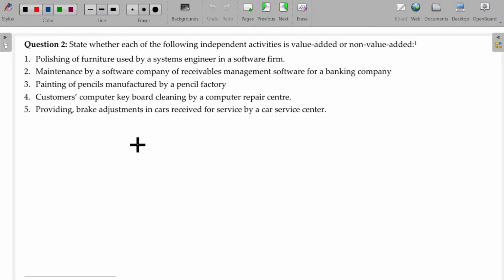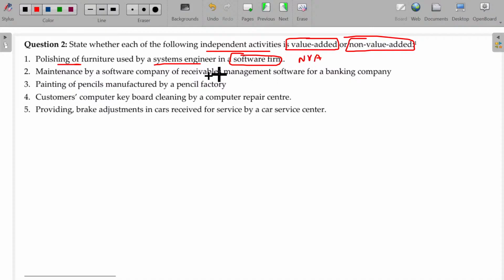Now, state whether each of the following independent activities is value added or non-value added. Polishing of furniture used by a system engineer in a software firm. A software firm and polishing furniture. What's the connection? No connection. So it is a non-value added activity.